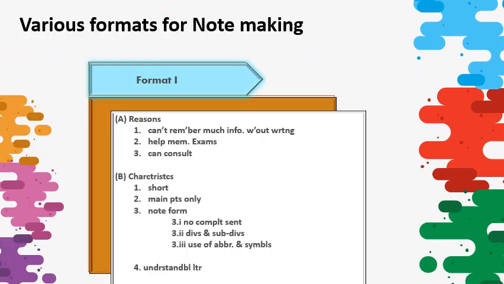A few formats for arranging main points and the supporting points. The first format, as you can see, is a mixed format where we can use numbers, Romans, or even alphabets to arrange the main points and the supporting details. Quickly have a look.